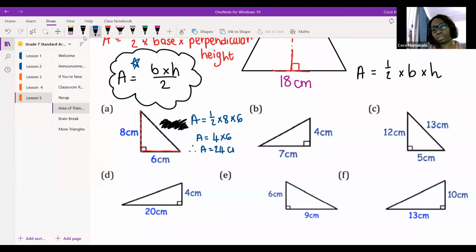Just 24 centimeters squared. Squared. Don't forget my squared. You never forget my squared. Well done, you did that beautifully. Excellent stuff. Well done. Are you ready? Let's do number 2.